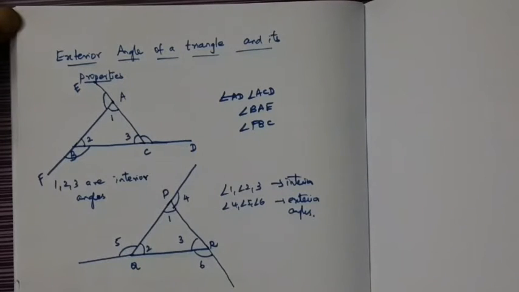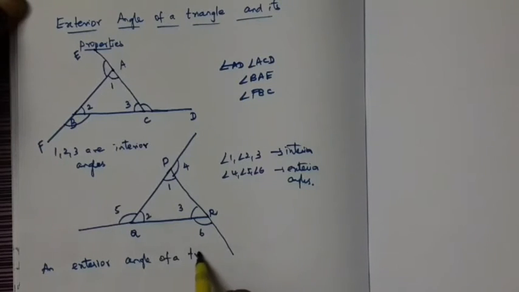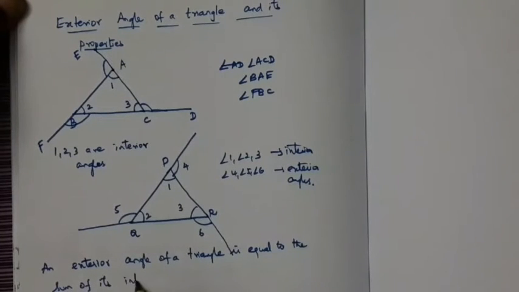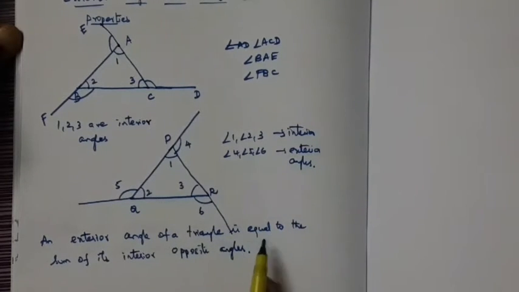Okay. Now we are going to prove a new property. An exterior angle of a triangle is equal to the sum of its interior opposite angles. Okay, now we are going to prove this. We know that the exterior angle of a triangle is equal to the sum of its interior opposite angles.